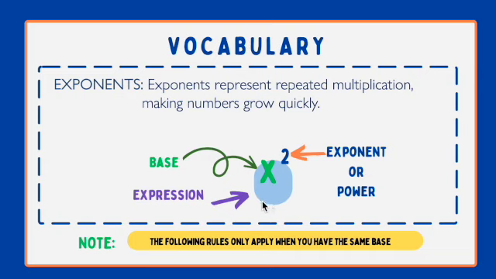As you see here, this is an expression where x is the base and this 2 is the exponent or power, and we call it x squared. So let's break down the 7 laws of exponents.